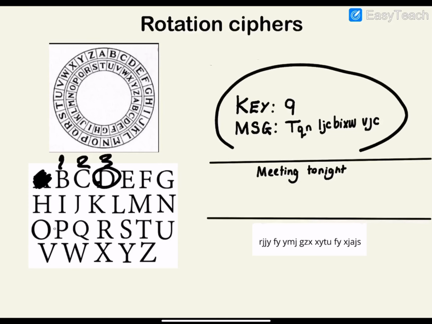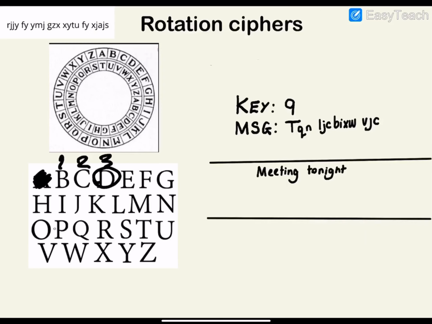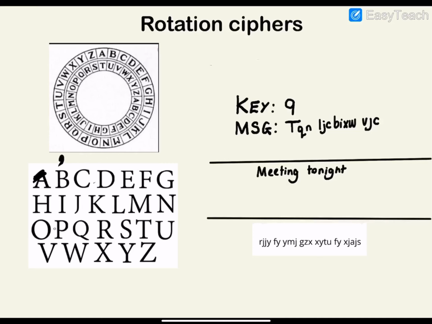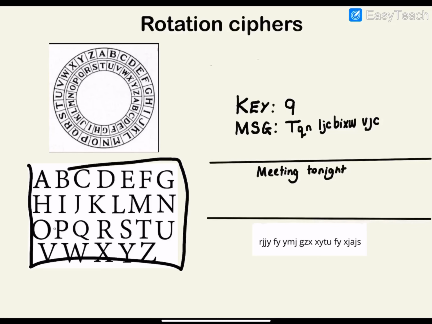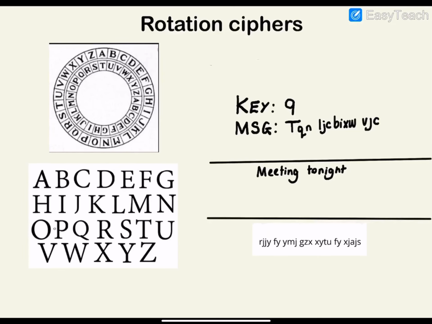Here you could have a try for yourself. Key is 9, message is this. Spaces don't mean anything. You use this alphabet chart to help you decode this message.